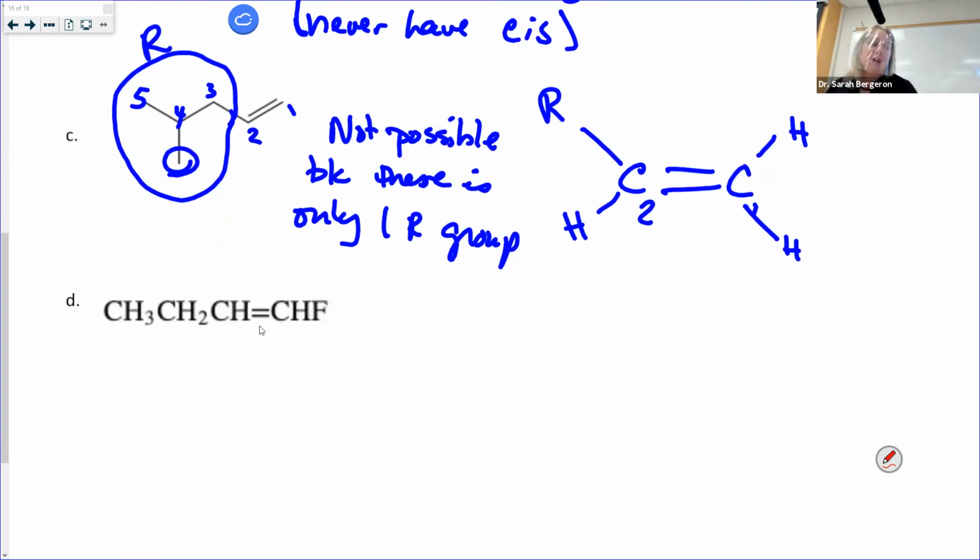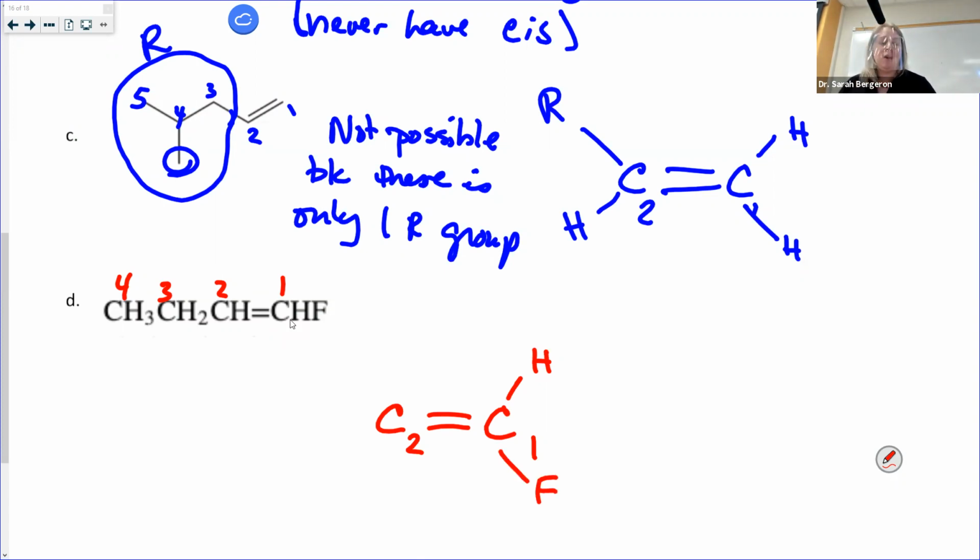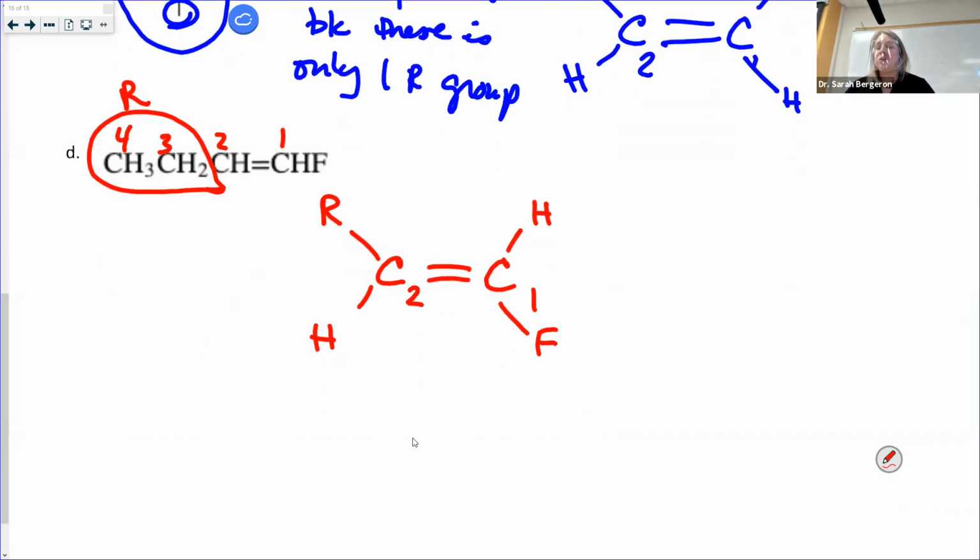So what I do is I number my carbons. And I'm going to draw what I really want to focus on. What do I want to focus on? My double bond. So this is carbon 2 that's double bonded to carbon 1. What's attached to carbon 1? A hydrogen and a fluorine. Okay, what's attached to carbon 2? The rest of the molecule. So I'm going to say that's R and a hydrogen.